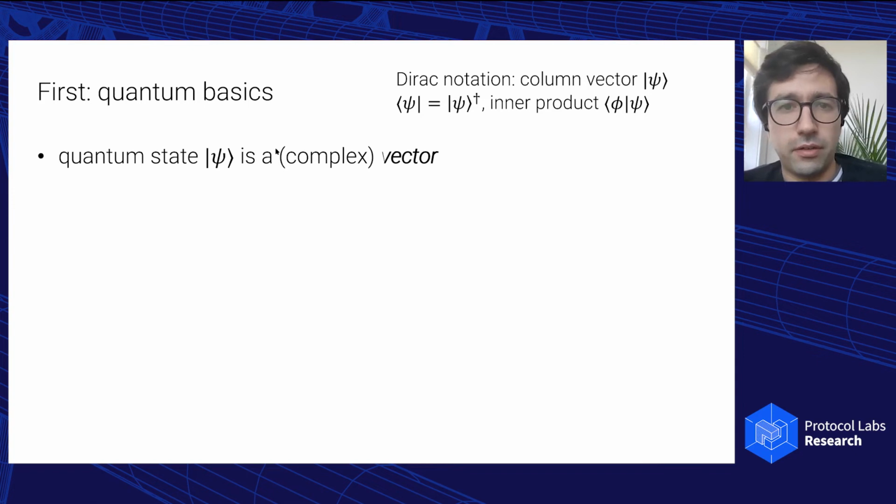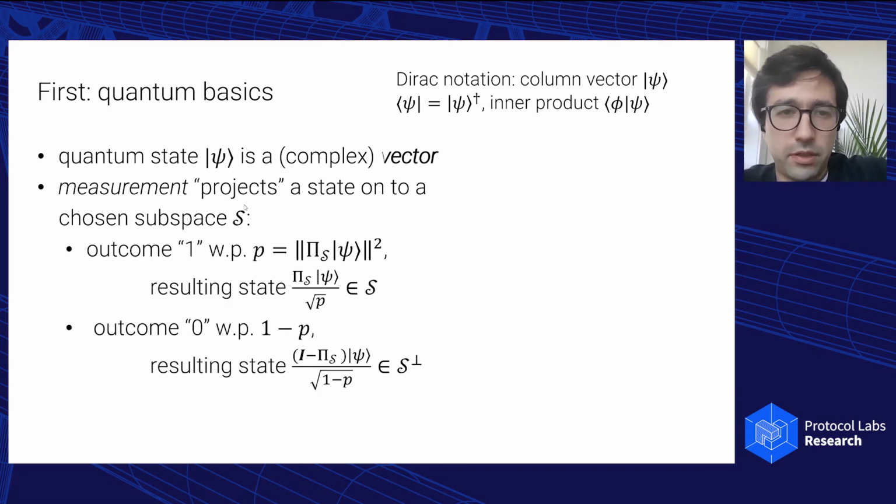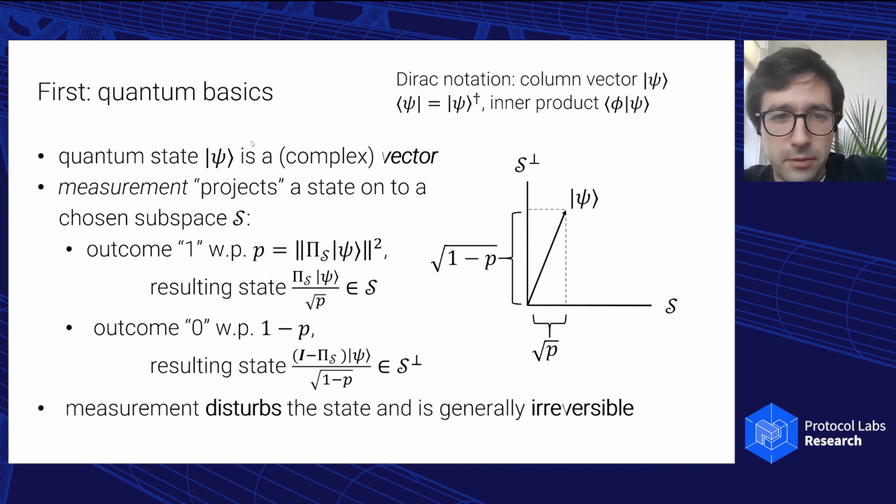Like I say, a quantum state is one of these kets. It's a vector in a complex vector space. Quantum measurement projects a state onto a chosen subspace S of the vector space. So this is the picture. If I apply a measurement with the axes S and the orthogonal space to S, and I get outcome 1, this happens with probability equal to the squared norm of the projection of this vector onto the subspace. This projection is of size square root p, so the probability that you get a 1 is p. Afterwards, you're left with the same state projected onto the subspace and normalized by this probability. You take this projection and normalize it to make it a unit vector again.